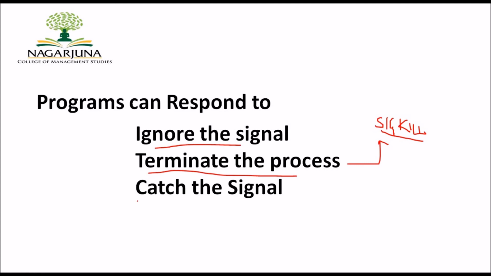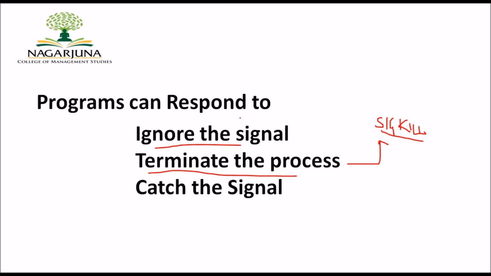What type of signal occurs will be caught by your program. Based on the type of signal that is generated, the program responds according to the sent signal. So these are the three different ways your program responds to signals.